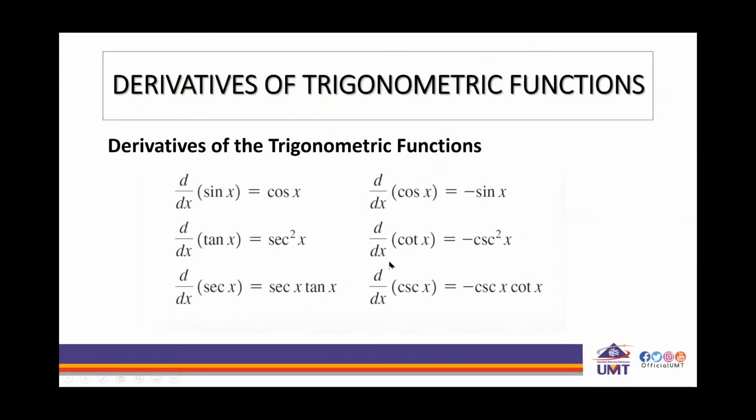Okay, so after this, if I ask you a question, how to derive cot x, you can use the trigonometric formula and do it slowly, and then you will get the answer, cosec squared x. It is the same for sec x, and also cosec x.